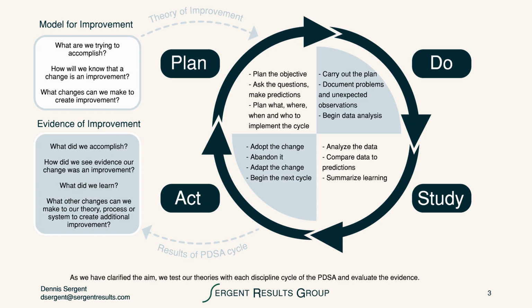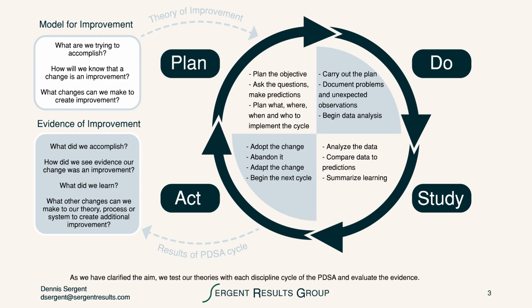The model for improvement questions start with, what are we trying to accomplish? This is very much about the aim of your theory. The second question is, how will we know that we've made a change that actually is an improvement? It gets to the measurement capacity of what you plan to do. How do you measure improvement? And the third question is, what changes could we make that would lead to improvement?